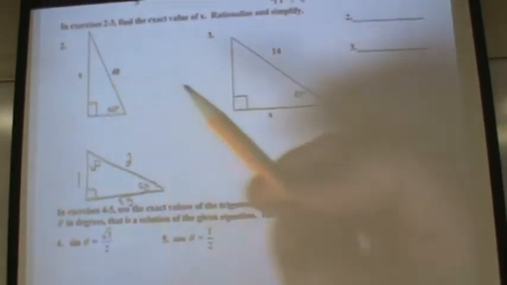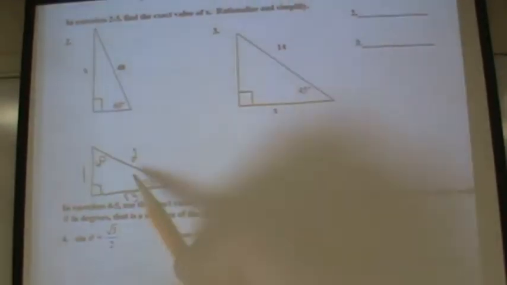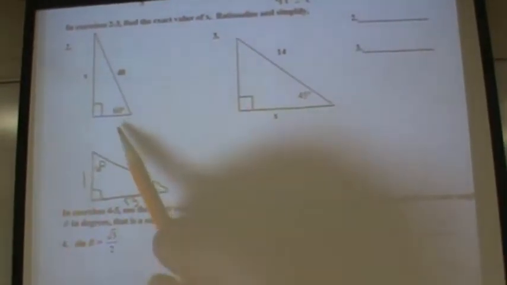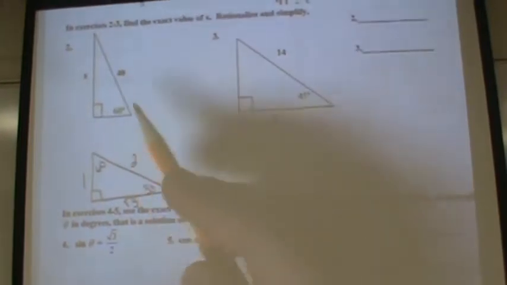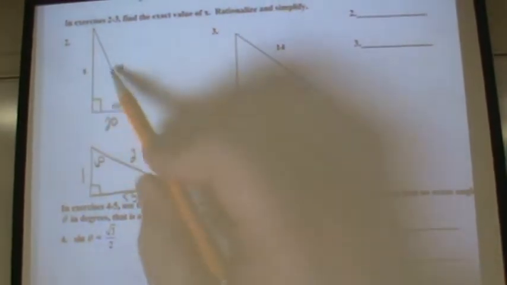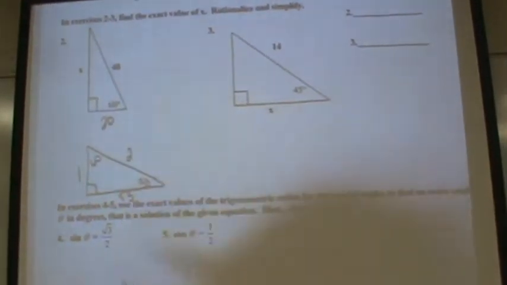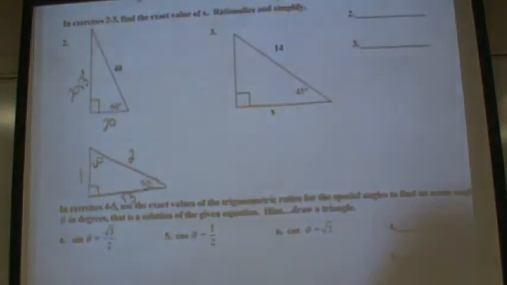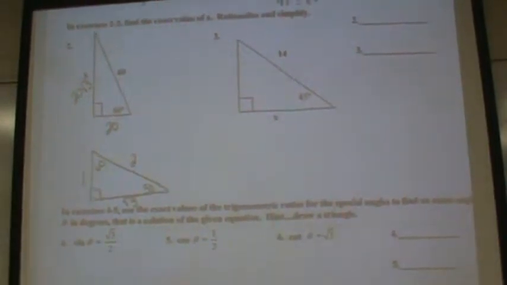So in our problem, we're given that the hypotenuse is 40. So we know that the shorter side is half of that 40, so our shorter side is going to be 20. So to find the longer side, we're seeing that everything is a multiple of 20. So our longer side is going to be 20 root 3. So x for number 2 is 20 root 3.